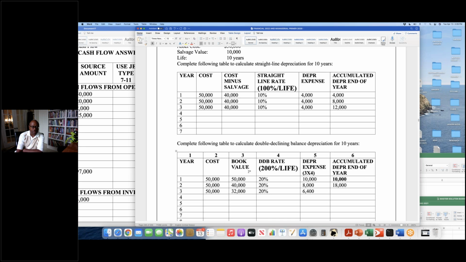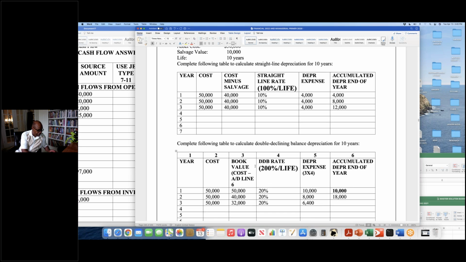Now let's talk about the book value. The book value is always the cost minus what? Minus accumulated depreciation, line 6, but for the prior year.